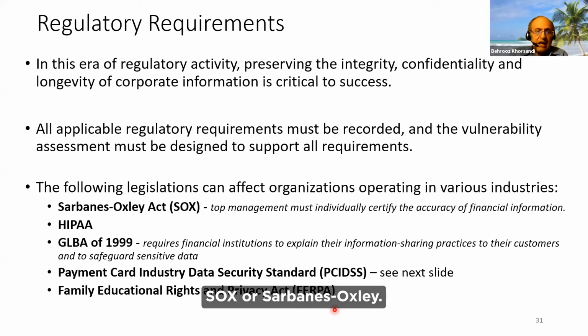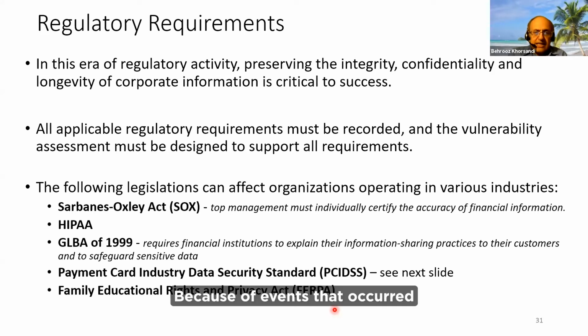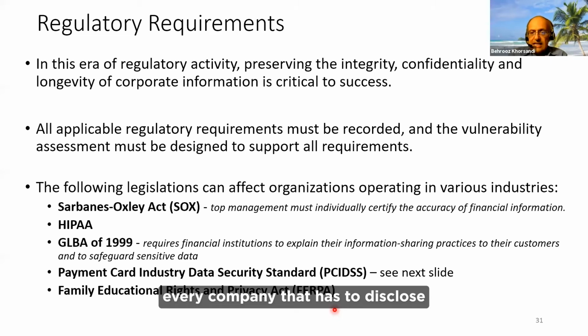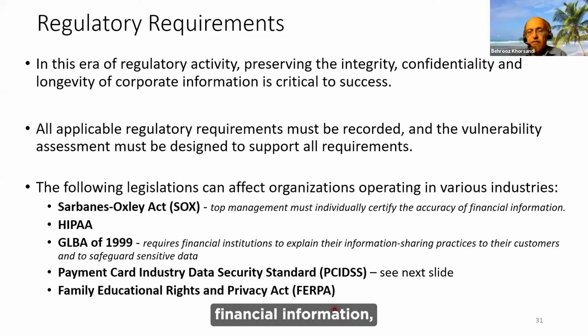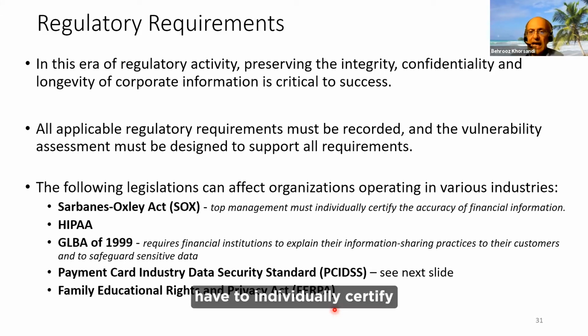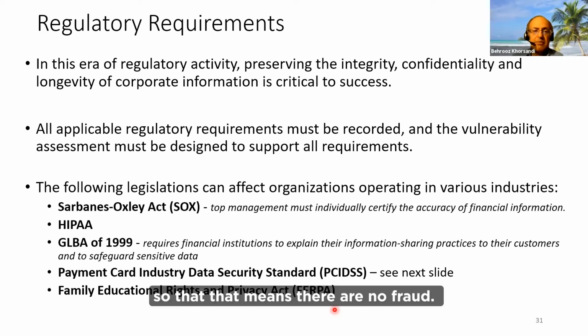SOX, or Sarbanes-Oxley. Because of events that occurred with 2 companies, namely Enron and WorldCom, now every year, every company that has to disclose financial information, their top management, CIO, CFO, CEO, have to individually certify the accuracy of that financial information. So that means there's no fraud.